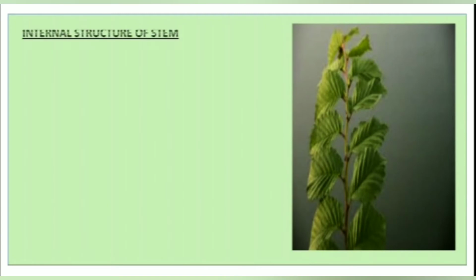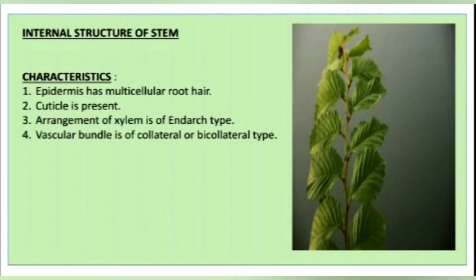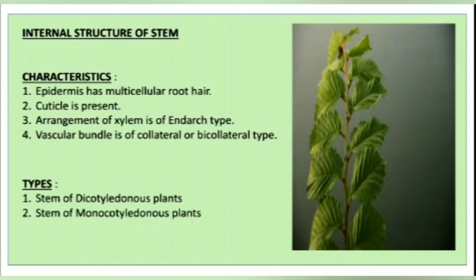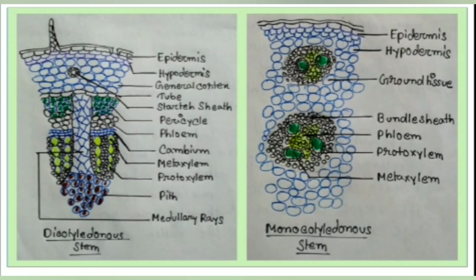Now let's move on to the structure of stem. The epidermis of stem has multicellular hair. The cuticle is present. The arrangement of xylem is endarch type. And the vascular bundle is collateral or bicollateral type. We also discuss it in monocotyledons and dicotyledons.